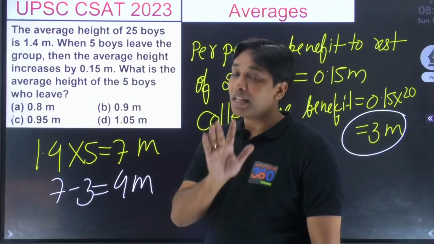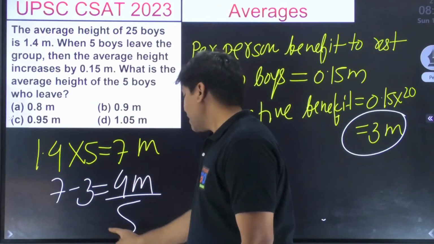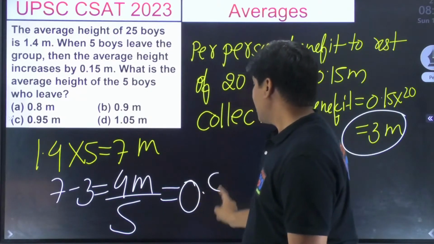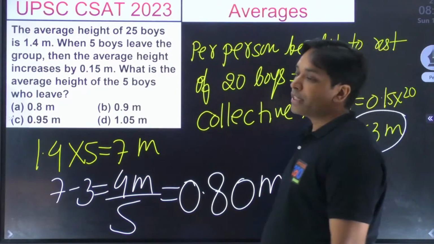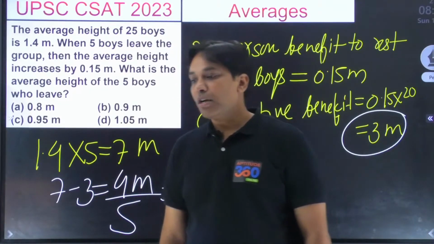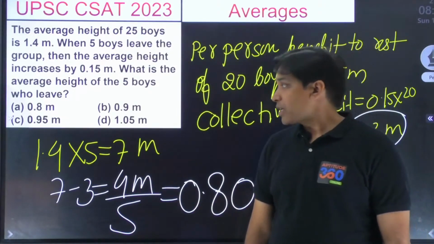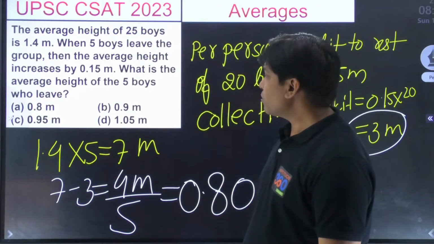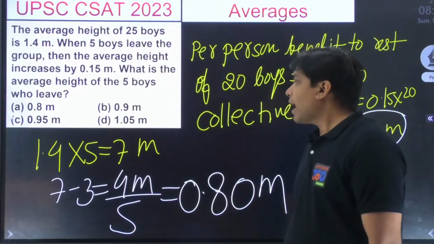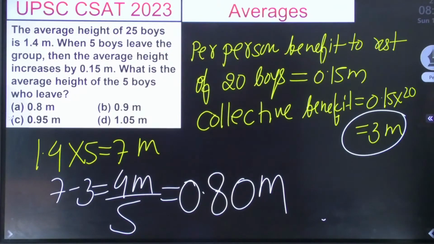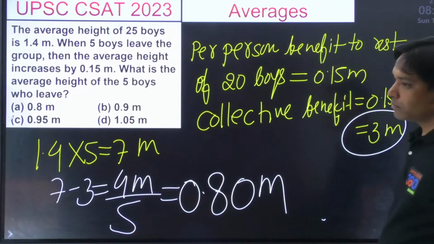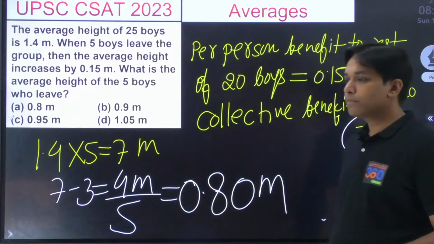You need to understand this. And how many of them are there? 5. So what is per person? 0.80 meters. It is 0.80. So Rohan, Debashish, Muskan, Prisha, could you identify your mistake out here? Is that okay now?